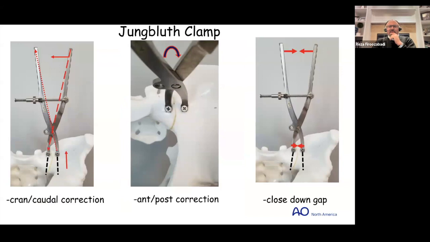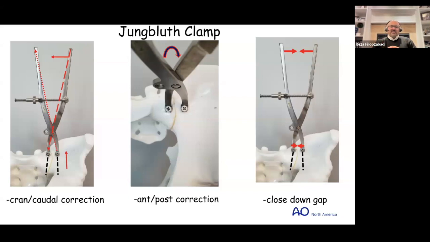Now, in terms of the Jungbluth clamp, I think this is extremely helpful, not just for pubic symphysis disruptions, but for SI joint injuries, because you can really correct multiplanar deformity. You can correct anterior posterior translation, caudal cranial misdirections, and then you can close down the gap. Everybody gets tempted when they're first starting to just squeeze down the Jungbluth to close down the gap. Really, you have to have a sequence.